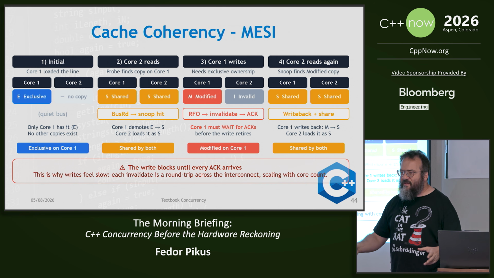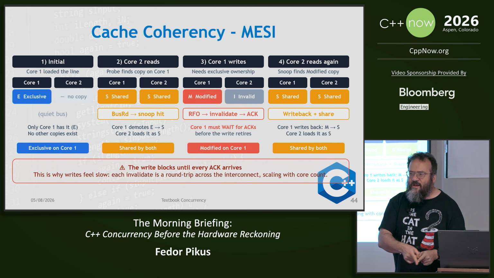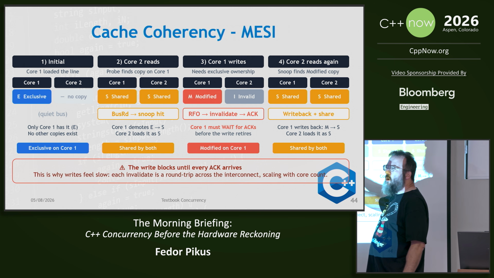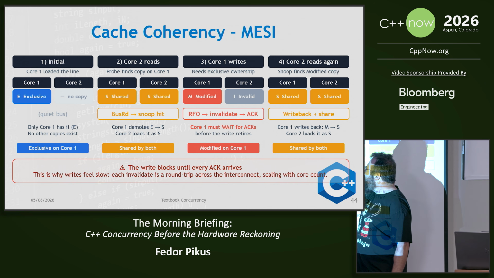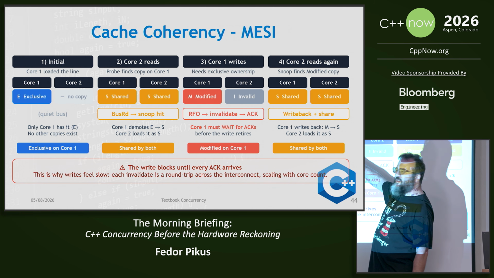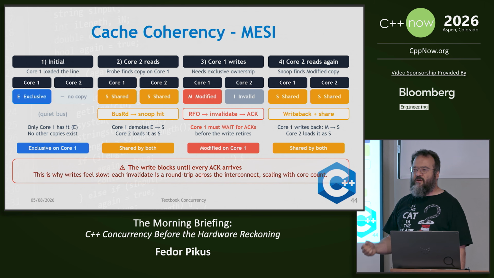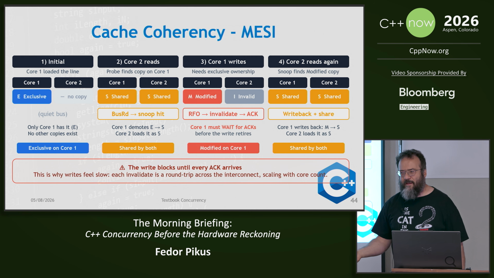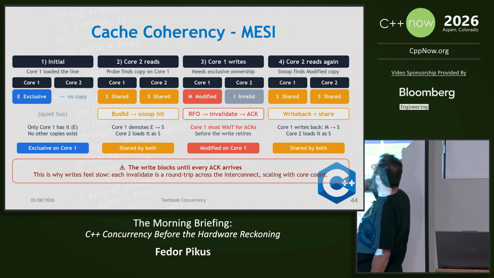CPUs are large enough that it takes time for the signal to travel from one end to the other, and you have to wait for ACK from all other cores before you can actually get exclusive. It momentarily becomes exclusive and then you modify it. But in order to become exclusive, you have to wait for everybody to acknowledge that they invalidated it. Okay, so that's the M.